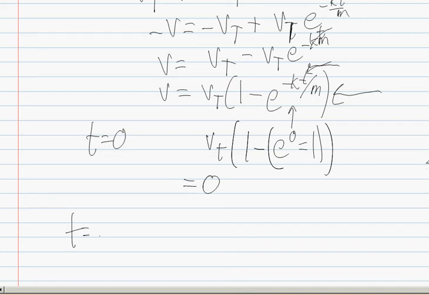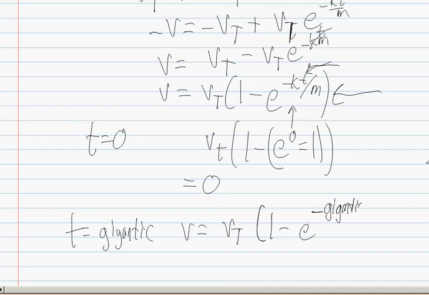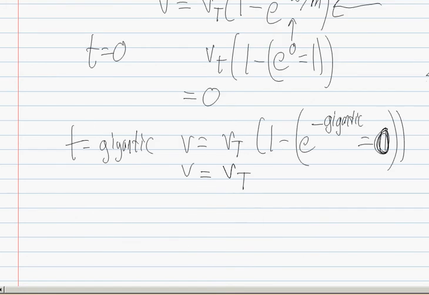When t is gigantic, we're going to have v equals vt times 1 minus e to the negative gigantic number, which is going to be 0, I'm sorry. So that means that we're going to end up with v equals vt, our terminal velocity. It's exactly what we thought we should get. And in the middle, it's just going to vary depending on how much there is.